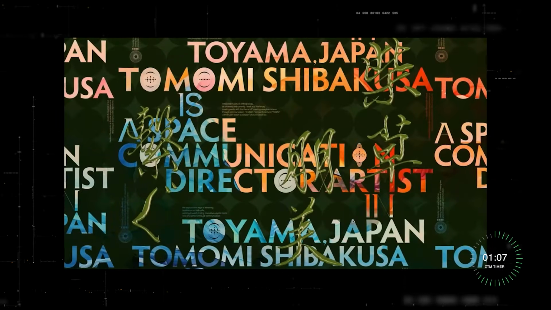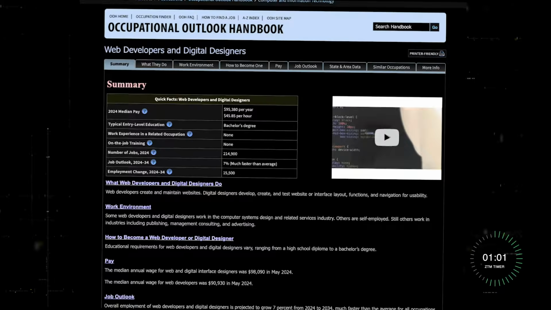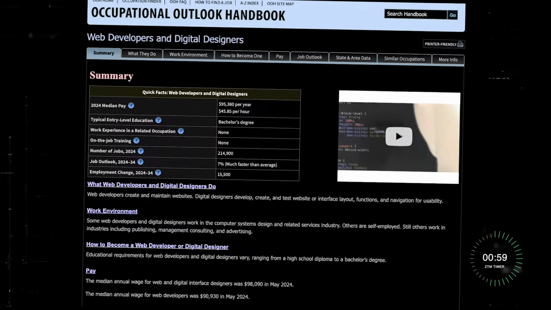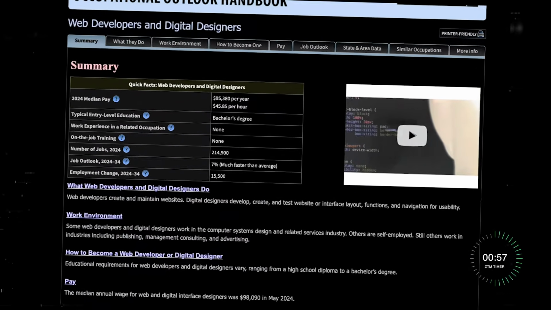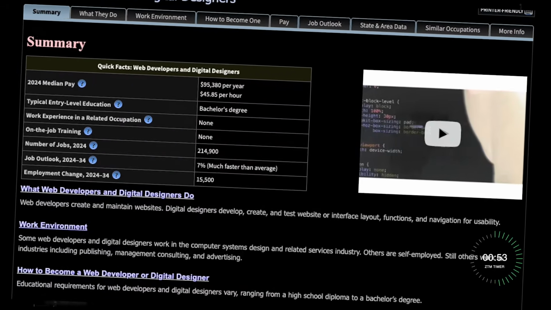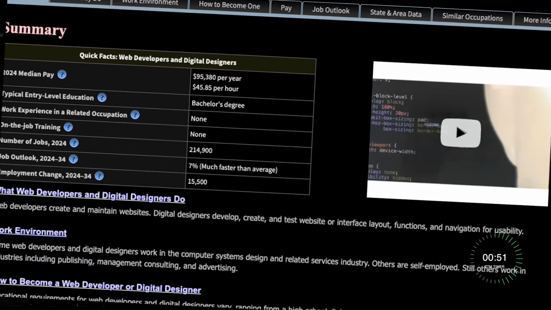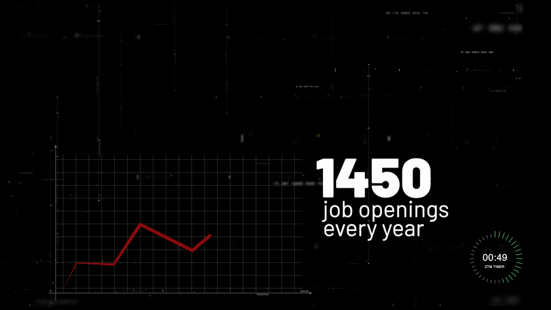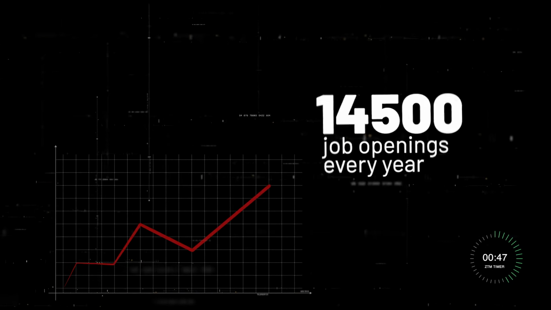So why consider motion design as a career? Because it's in demand. According to the US Bureau of Labor Statistics, overall employment of web developers and digital designers, including motion designers, is projected to grow 7% from 2024 to 2034, faster than most careers. That's about 14,500 job openings every year across the industry.